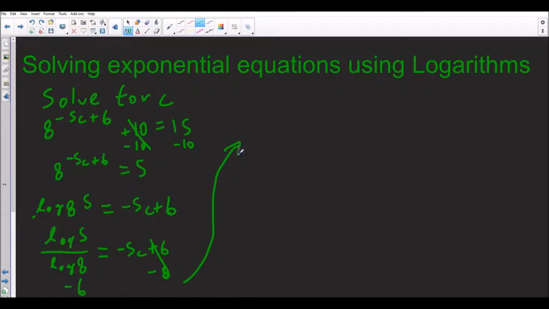and we're going to continue the question up at the top. We're going to have log of 5 divided by log of 8 minus 6 is equal to negative 5c. Now what I'm going to do is calculate what this is. And what this is actually is 0.774 approximately, minus 6 is equal to negative 5c. So then we get negative 5.23 is equal to negative 5c.